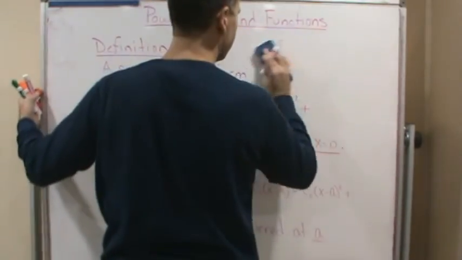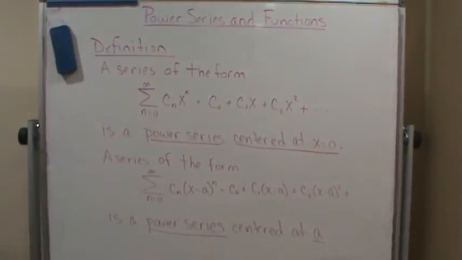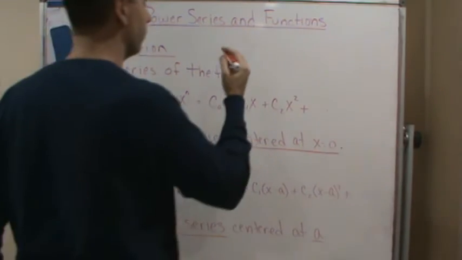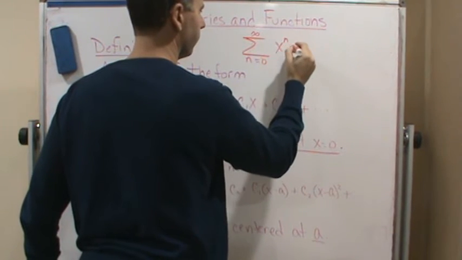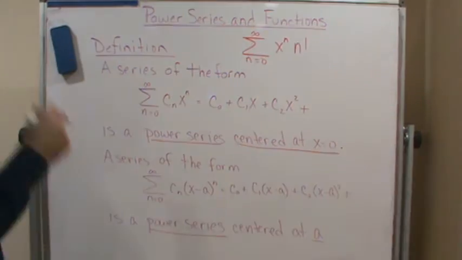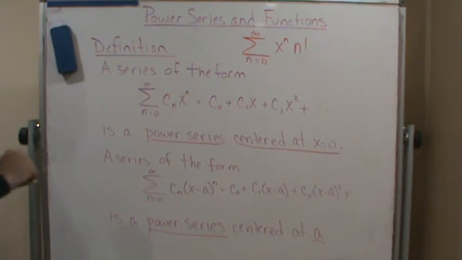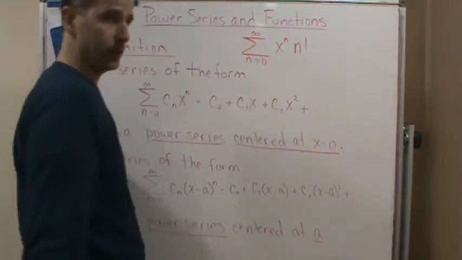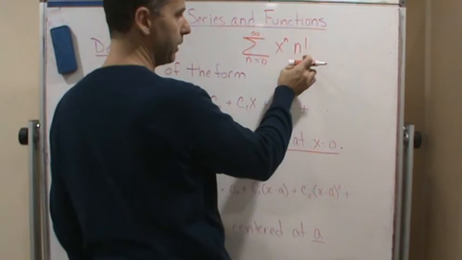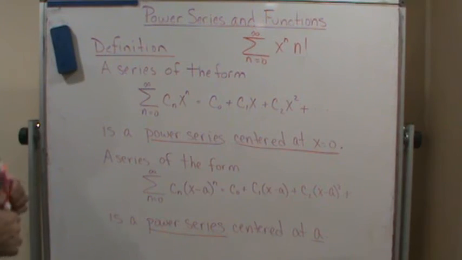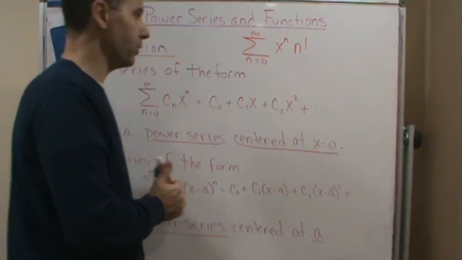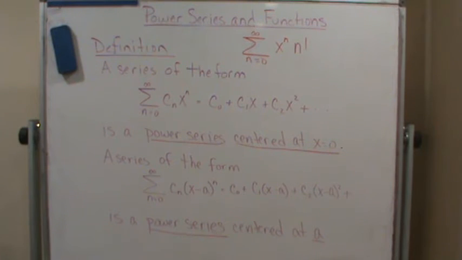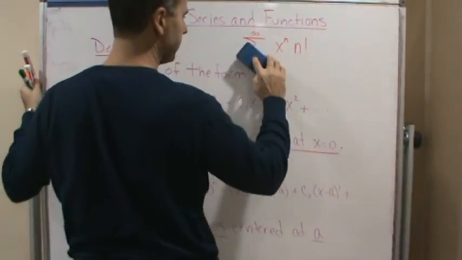Okay, what's another power series? Well, another power series is this one. That's also a power series. It's just that the coefficients are defined by n factorial. In the last one, the coefficients were defined by 1 over n factorial. So we can have the coefficients be represented by some nth term. And then of course we can have something like this. So this is also a power series centered at 0.